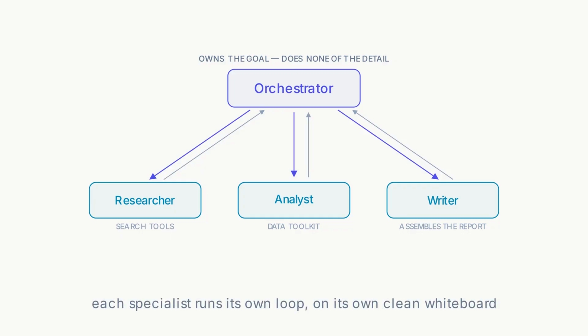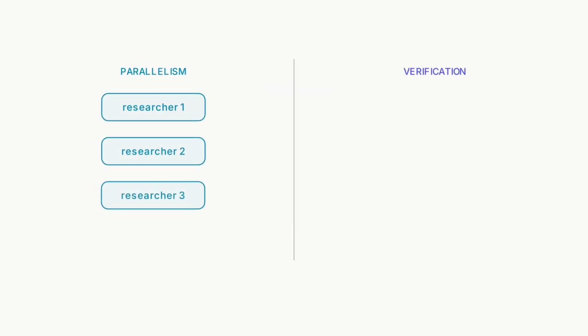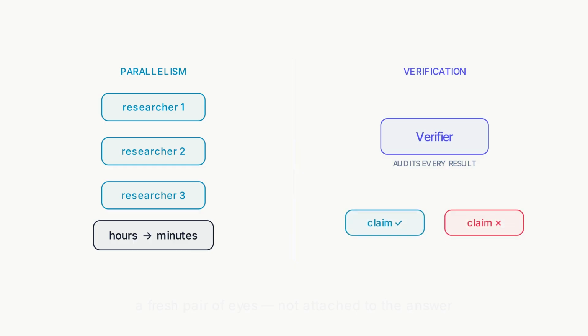It breaks the project apart and delegates each piece to a specialist, a researcher with search tools, an analyst with a data toolkit, a writer who assembles the final report. Each specialist runs its own full loop on its own clean whiteboard and reports its findings back up. Teams unlock 2 tricks a single agent cannot pull off. First, parallelism. 3 researchers can cover 3 markets at the same time, cutting hours down to minutes.